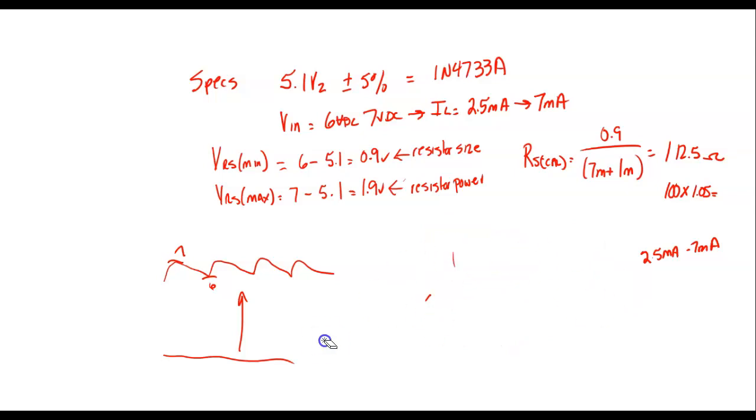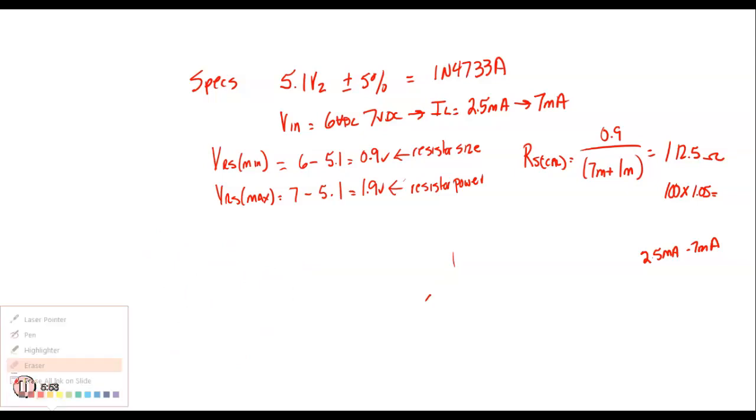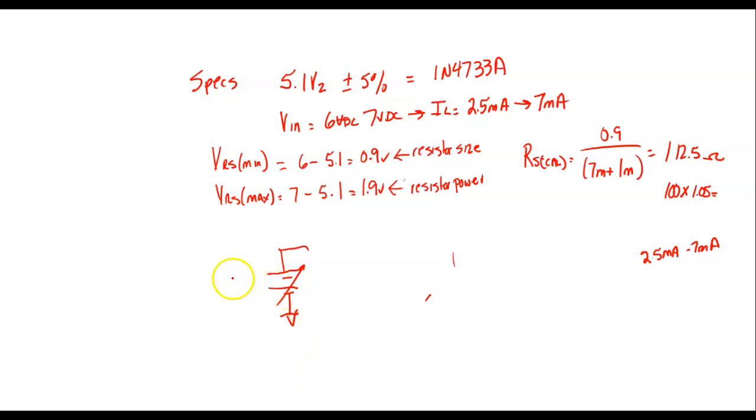I'm going to take a variable voltage supply that I can adjust between 7 and 6 volts. So this is going to be a variable supply. Now I can adjust this between 6 volts and 7 volts to verify my design. And then I'll come over here and I'll choose the RS. So RS is going to be 100 ohms.